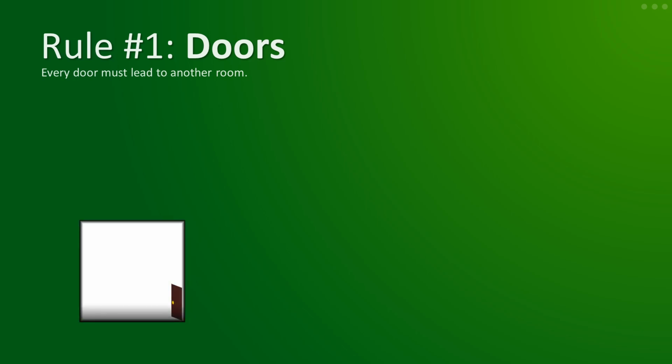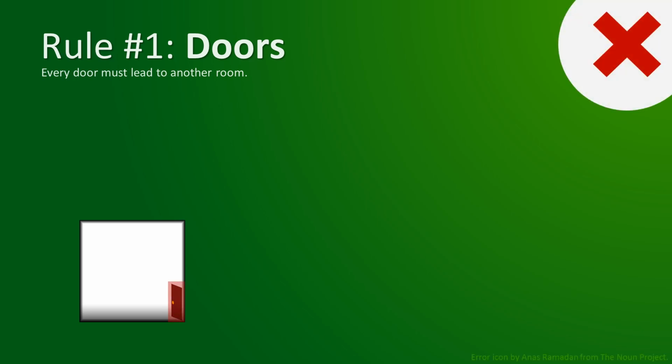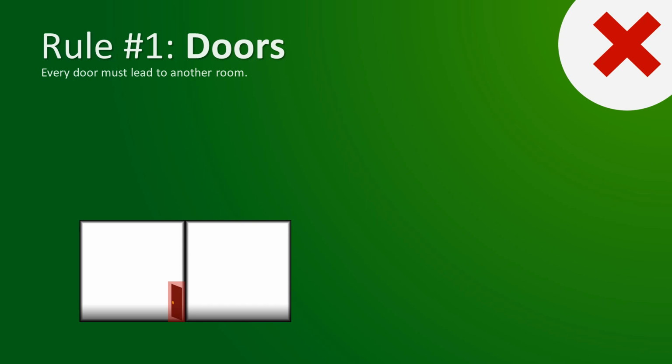This house consists of one room with a door going nowhere, so this construction is incorrect. Even after adding a second empty room to the right, the house is still invalid. Sure, there's a room to the right, but the door doesn't work unless the second room also has a door to the left. After adding the door, our house complies with rule number 1 and is valid.